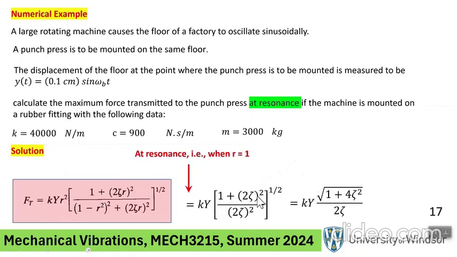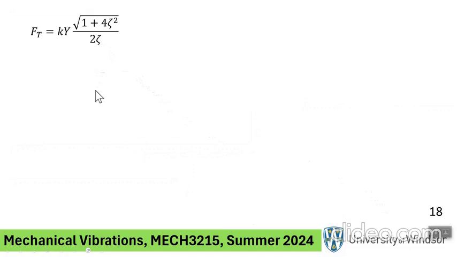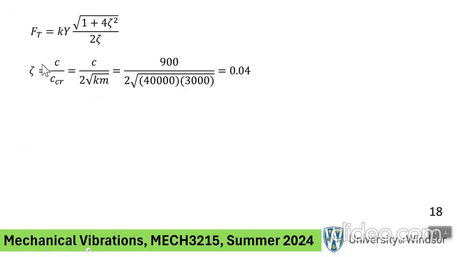And I just rewrote this thing as it is. Square root of 2 zeta squared is 2 zeta. Just simple algebra. So there is the expression written for your convenience one more time. We know everything. The C was given to us. The foundation on which that punch press sits was designed for that. C critical is given by that. All the information that we have is here, 0.04.